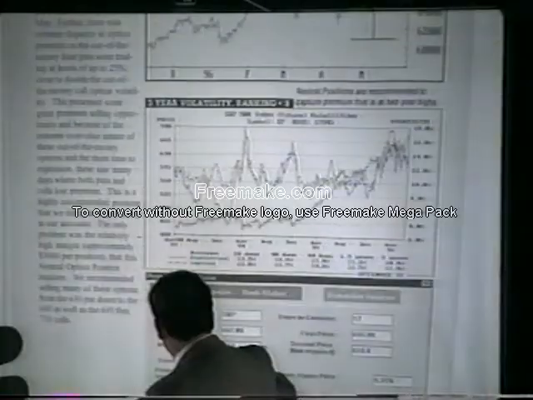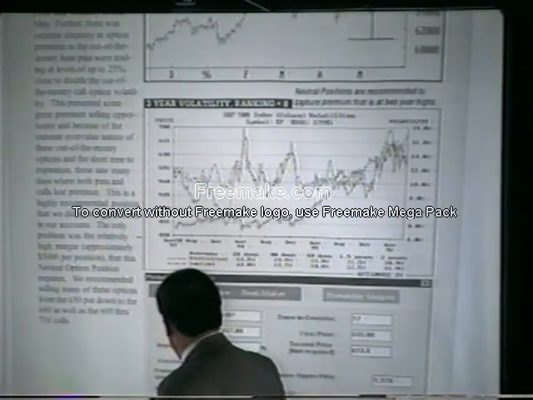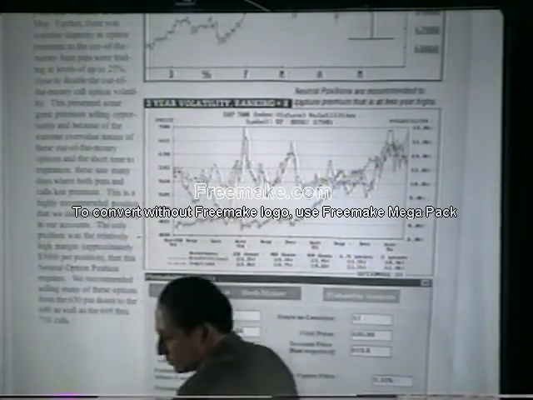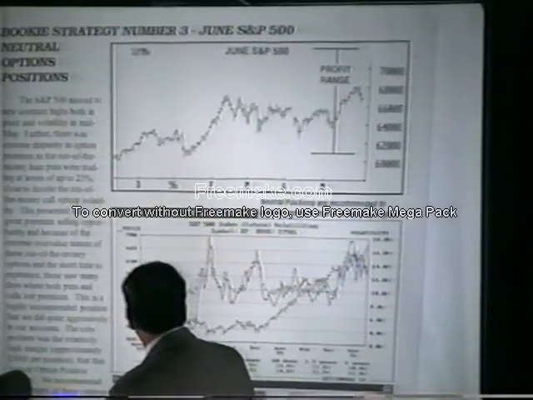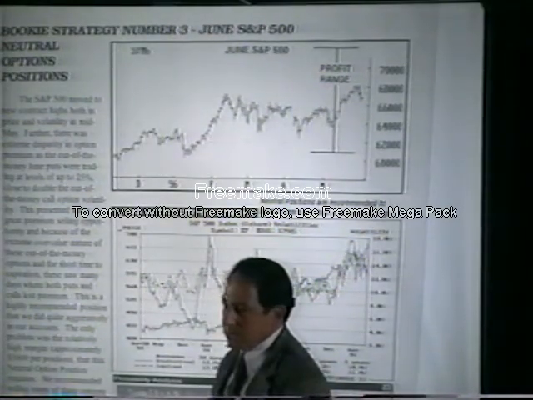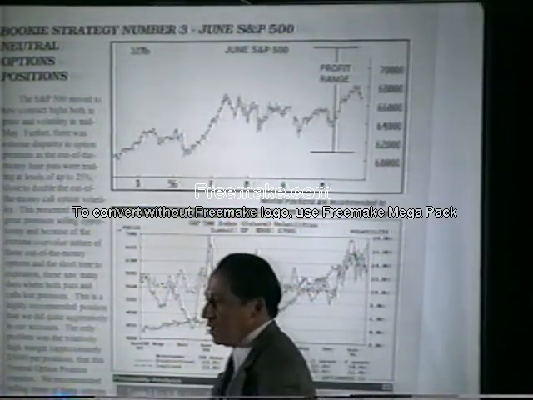We finally settled on selling the 610 put and 695 call, and this trade had a 90% plus probability of profit. And here's the profit range. Here's the upper graph that shows the profit range of this trade. Profit range was at 1-year lows, way below 6-month lows, and way above contract highs.